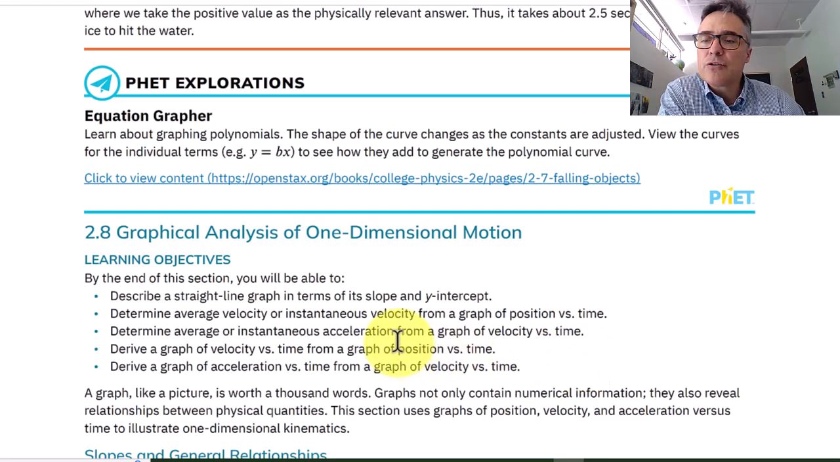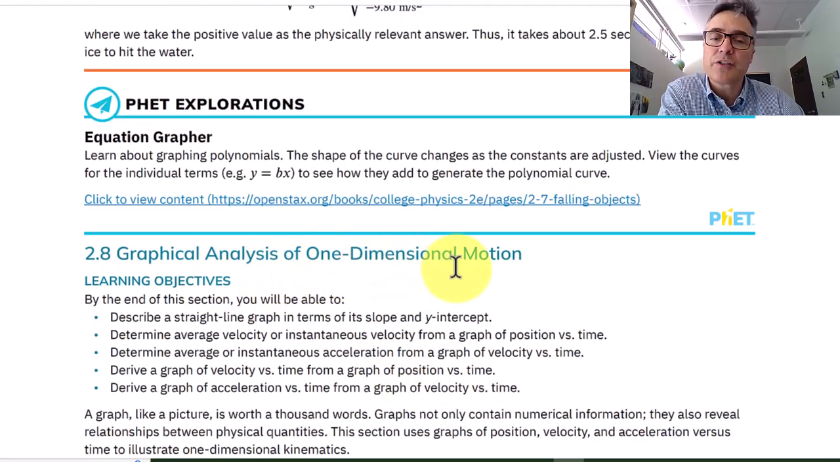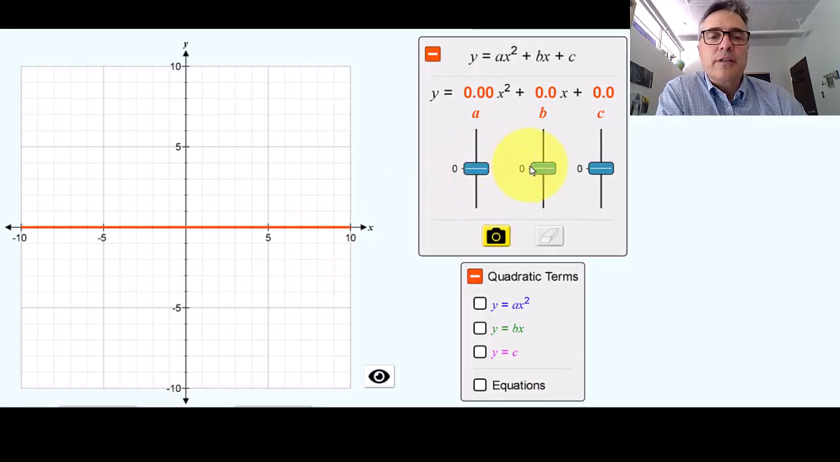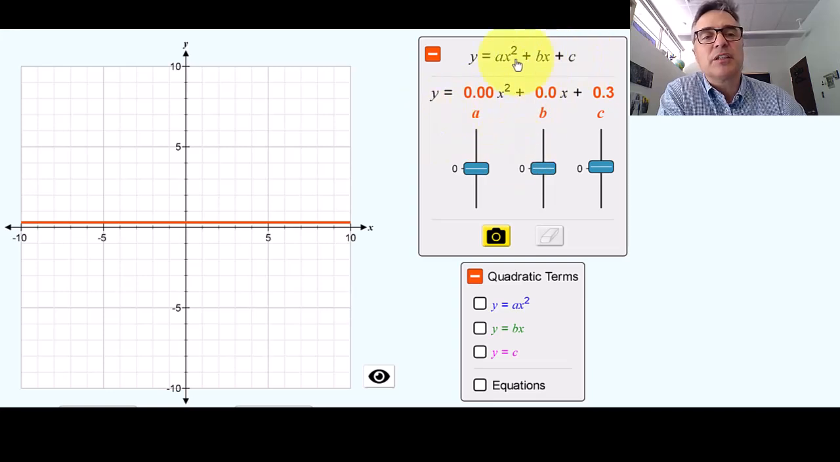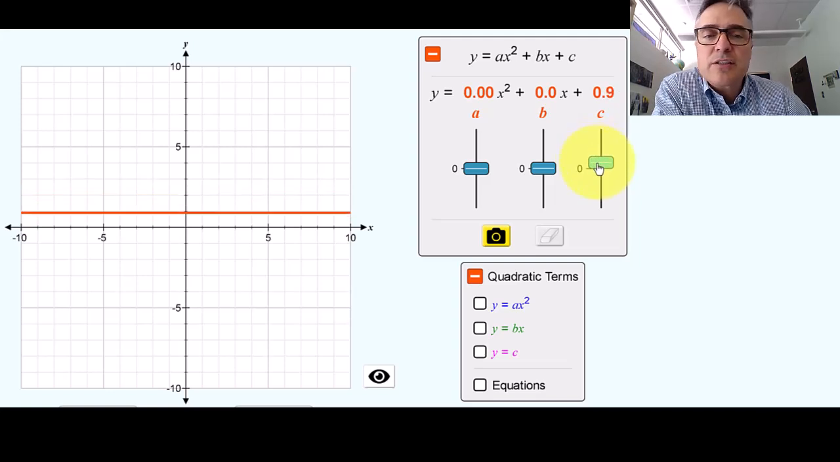And that leads us to section 2.8, graphical analysis of one-dimensional motion. I encourage you to look at this PhET exploration. If we click on that, it takes us to this equation grapher. Basically you can select the different constants in this equation. y, the vertical axis, equals ax squared plus bx plus c. This is called the quadratic equation because it's got x to the power of 2 as the largest power of x. So c is just the constant.